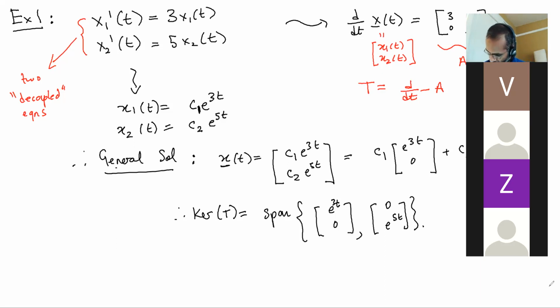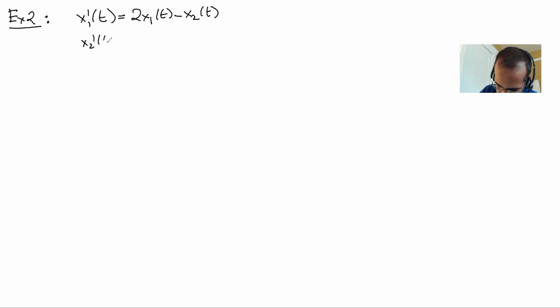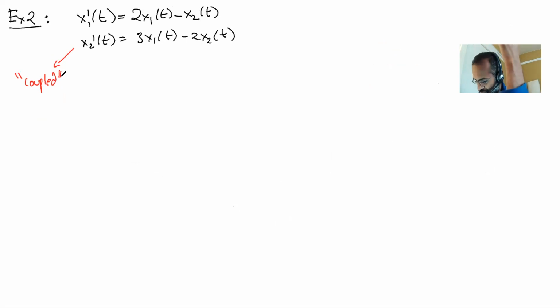Okay, let me show you a more interesting example in that case. Let's call this example 2. So you have x1 prime of t equals 2x1 of t minus x2 of t, and x2 prime of t equals 3x1 of t minus 2x2 of t. And this is a bit non-trivial, right? Because these equations interact. So the word that's often used in physics and other areas is that these are coupled. You cannot split it into two single equations that you can solve separately.